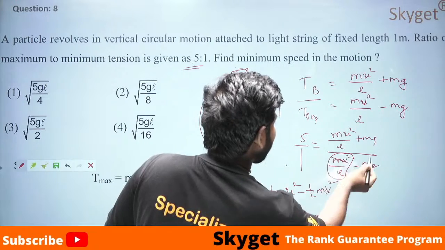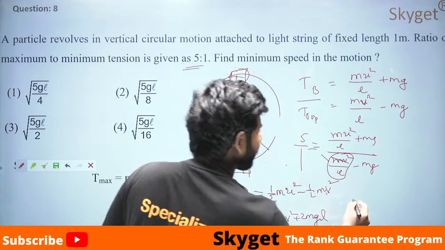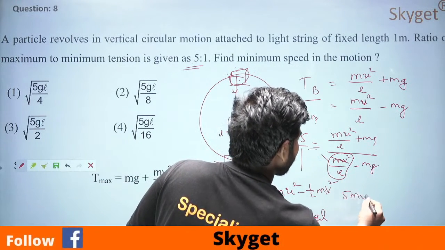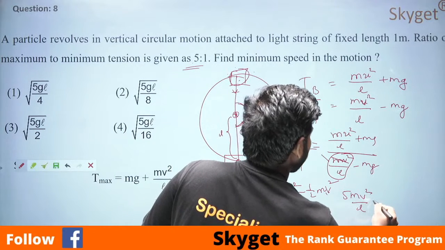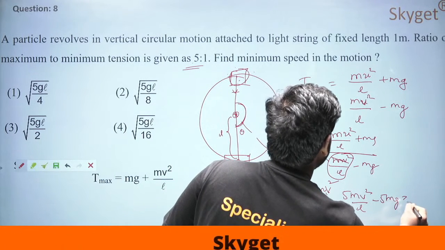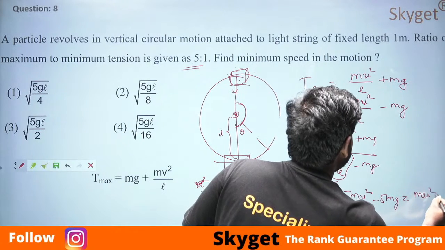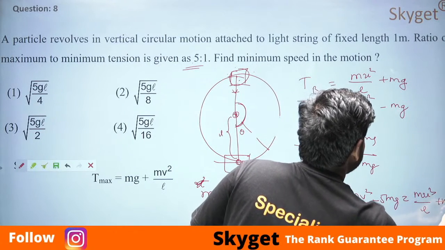So here if I cross multiply and get the equation, students, 5 into (mv square by L minus mg) is equal to mu square by L plus mg.